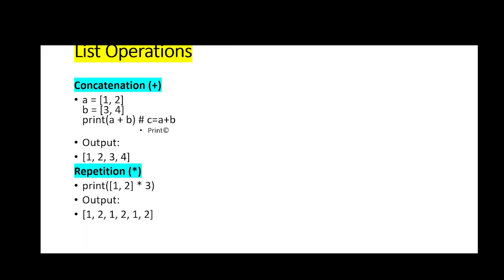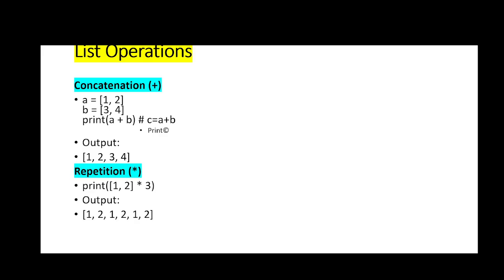List operation: concatenation with plus. List names A and B. A list is 1 comma 2 and B list is 3 comma 4. How to concatenate: print A plus B. The second method, use C is equal to A plus B and then print C. Output will be the same for both methods: 1 comma 2 comma 3 comma 4.